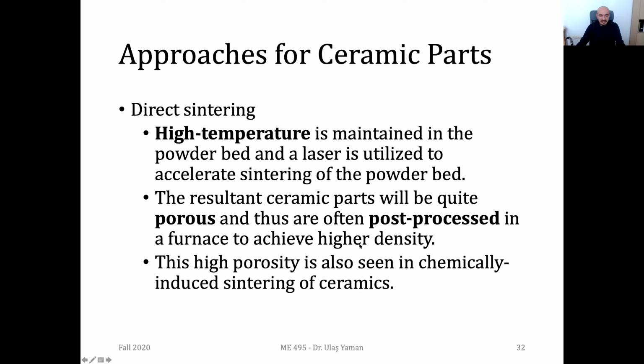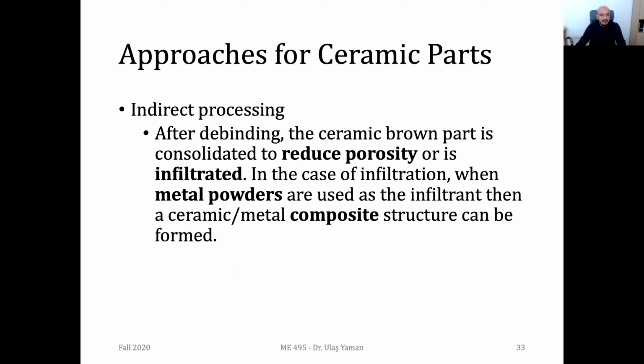We can also have some chemical reactions in the sintering operations, which is not valid for metals or polymers, but we can do it for the ceramic materials. And we may also have an indirect processing, and this time, after you define all these powders, you may have the brown part ready, which sometimes we call a green part, and you can do infiltration as in the case of metals. It's very similar to that, and our main aim is again to decrease the porosity levels.